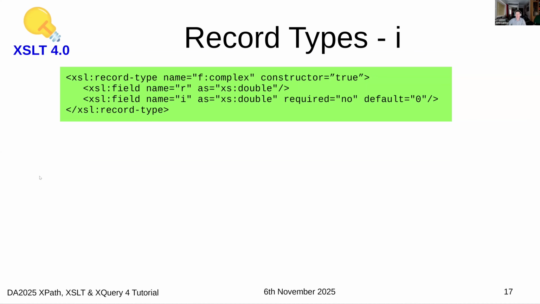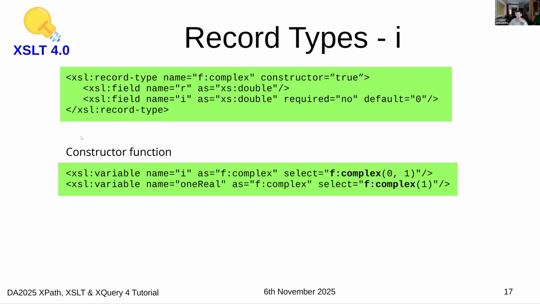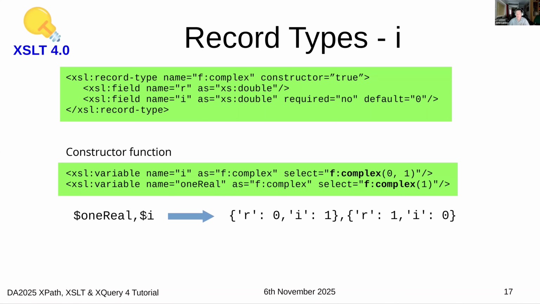We also have, as Juri said, record types, and we've got record types effectively in XSLT as a structured piece. And I think this may be the default, I'm not sure, it will produce constructor functions. So the static context will have a function which is a constructor for that. So if we do that, then we will end up with one real and one imaginary, giving these two values from complex.